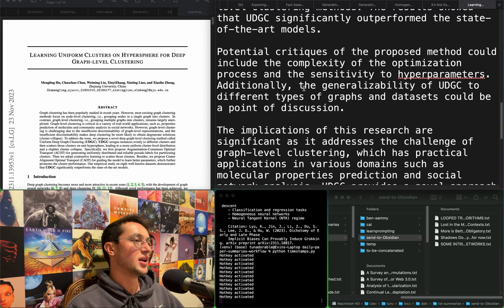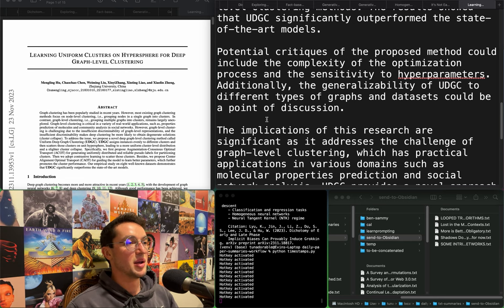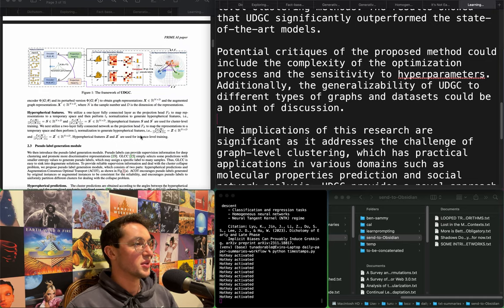I feel like I should add it just because it says the word Hypersphere, and I'm tempted to write a thing on that eventually and just say that they use Hyperspheres for something.